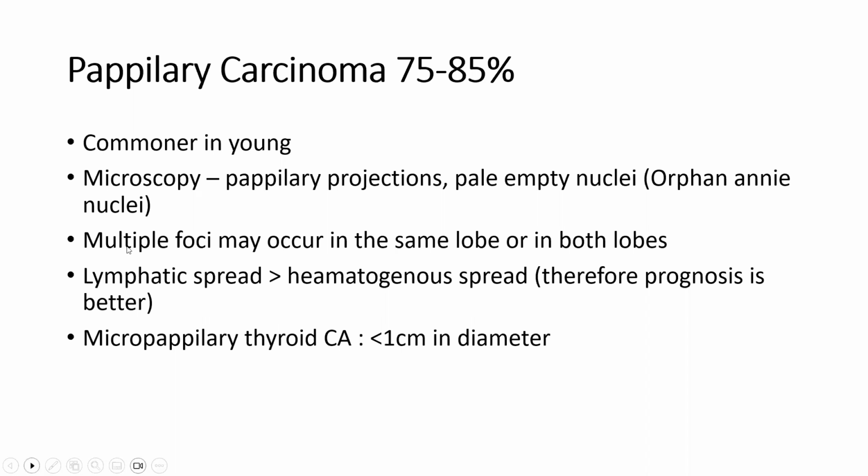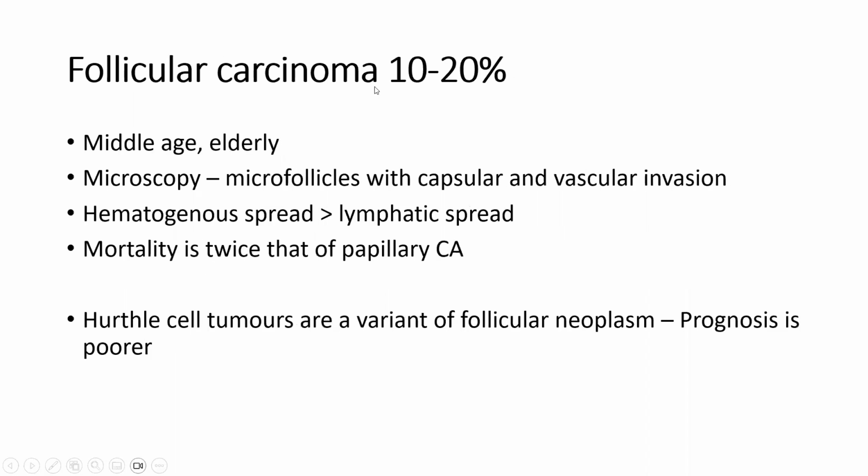Then follicular carcinoma: 10 to 20% of thyroid malignancies, and middle-aged and elderly people are commonly affected. Microscopically, there are microfollicles with capsular and vascular invasion. So follicular carcinoma is a malignant one, with capsular and vascular invasion. Here, the hematogenous spread is more than the lymphatic spread.